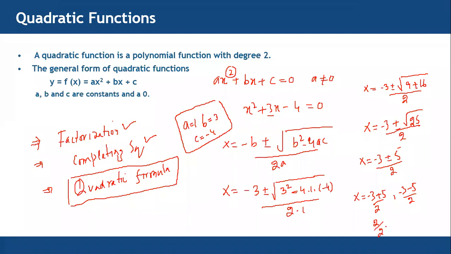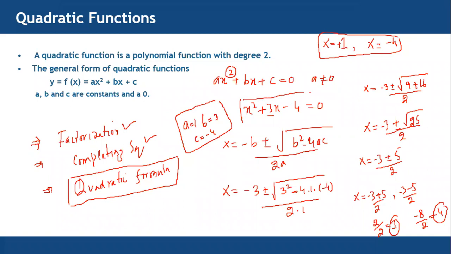2 divided by 2 equals what? 1. So the first root is 1. Next, minus 3 minus 5 equals minus 8, and minus 8 divided by 2 equals minus 4. So we have two roots: the first one is x equal to plus 1, and the second one is x equal to minus 4. When you put these values in the equation, the equation equals 0. So these are the roots, or you can say the zeros, of the quadratic function.